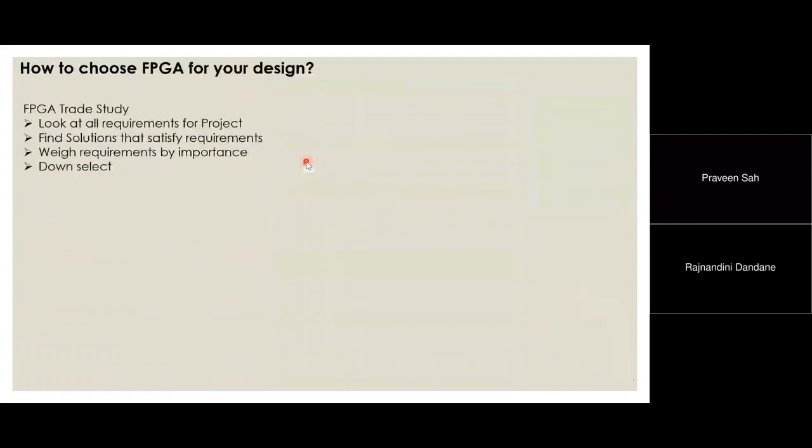With this, now, how do you choose an FPGA for your design? You already talked about what an FPGA is, what the design flow is, and what the FPGA strengths are. Now, should you use an FPGA in your design? What are the steps that you should check before choosing an FPGA for your design? So what you see, whenever you are doing a design, right?